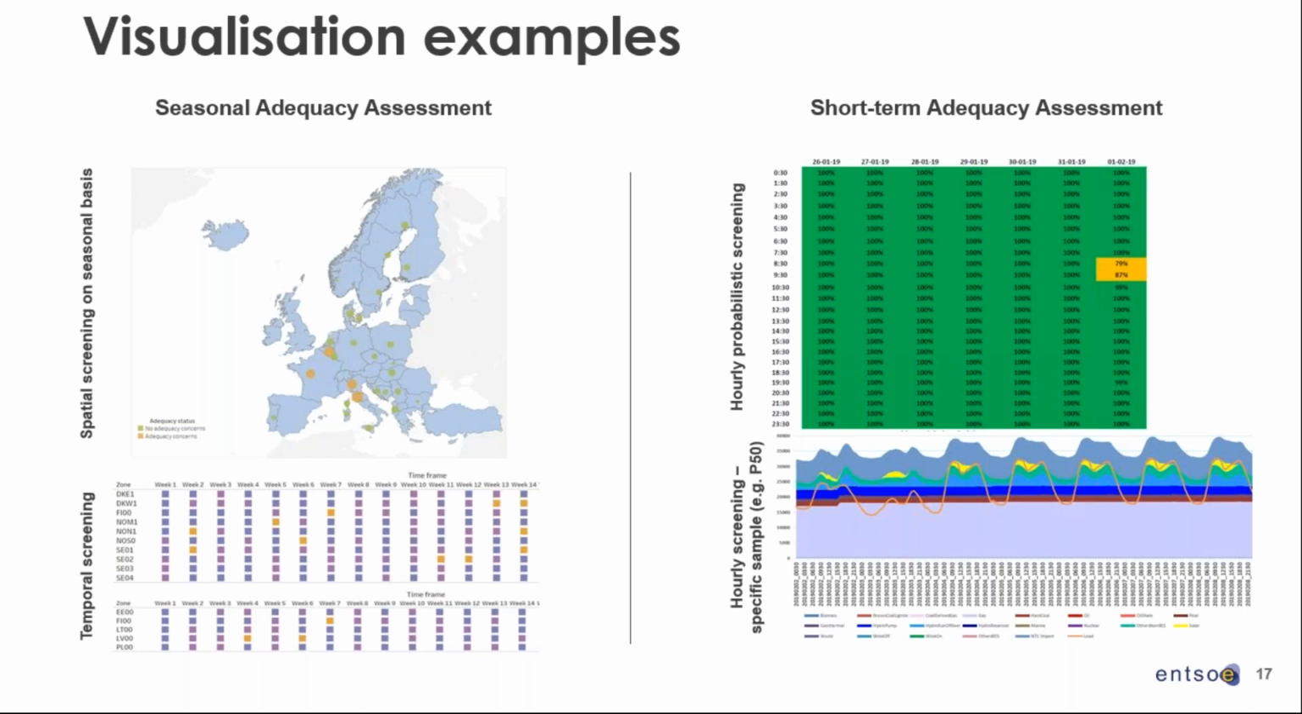You have the hourly expected availability of sufficient resource to cover the demand. And when it's green here, it means that no risk is identified. And when it's either orange or red, there is some risk identified, and then there are deeper analyses.